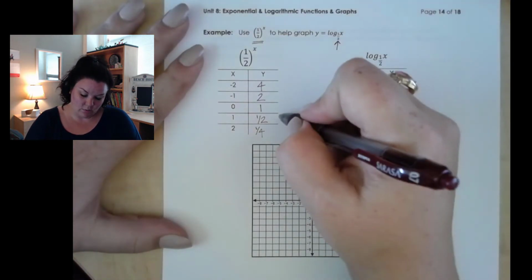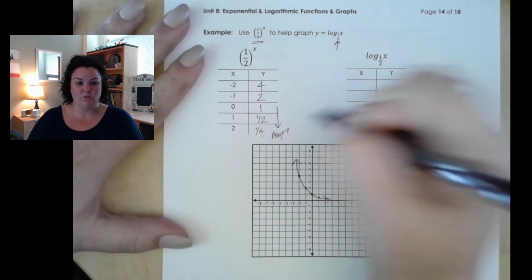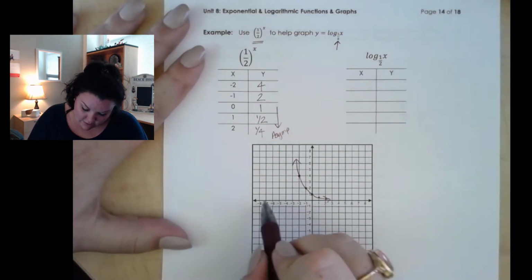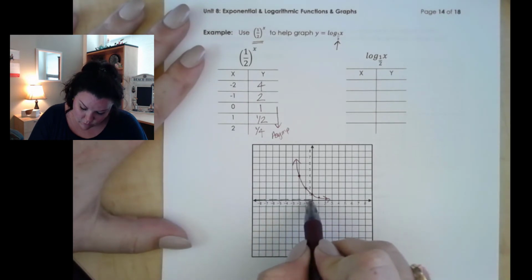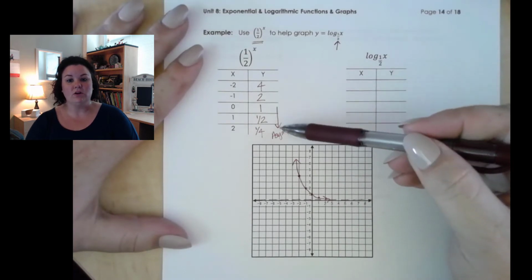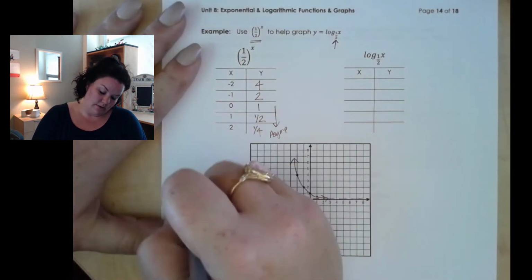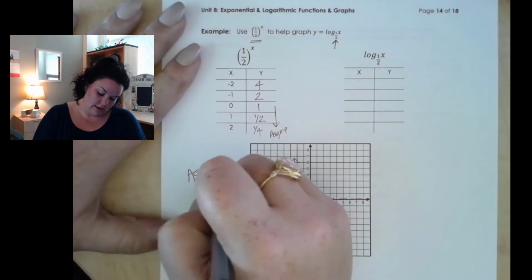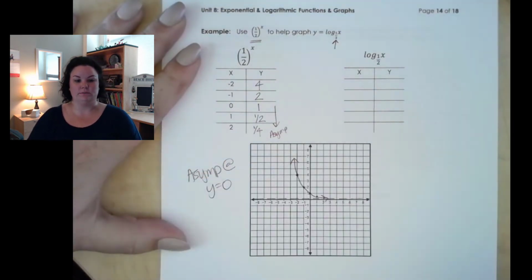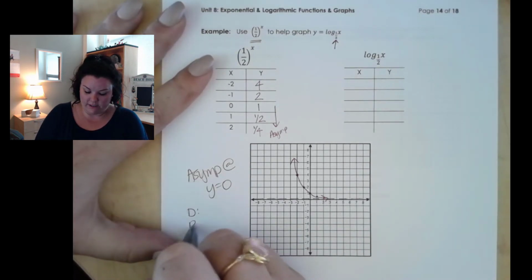So we can see here as our y's get smaller and smaller, this is where our asymptote will be, right? Which is down here at y equals 0. So if the y's are getting smaller and smaller and smaller, we should have a y asymptote. So here we have an asymptote at y equals 0. Okay. And again, we can state our domain and range.